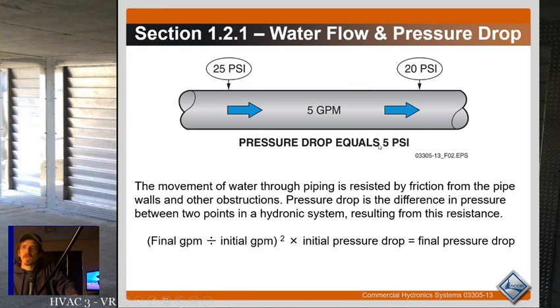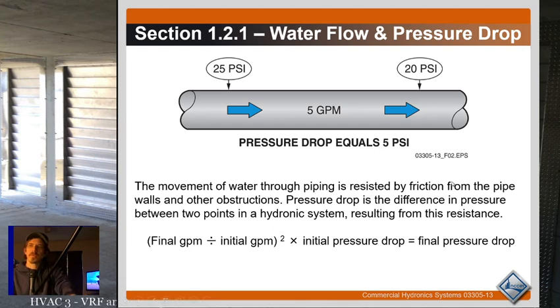So pressure drop equals 5 psi. If you're measuring 25 psi here and 20 psi here, you're moving 5 GPM. They're talking about your pressure drop, and that's when we'll get into feet of head, but we'll talk about this stuff a little bit more. Let's just read this and I'll expand on it more later.